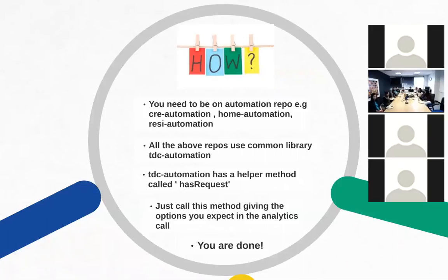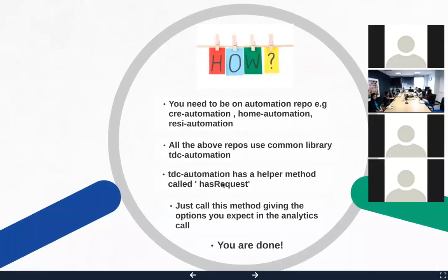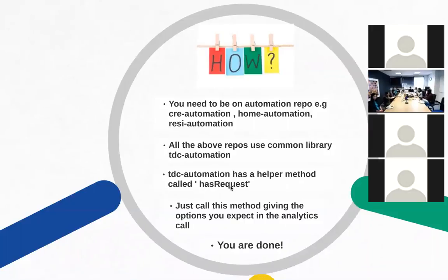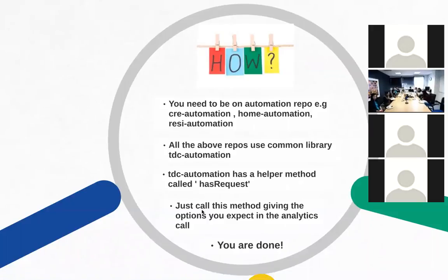So we have 3 repos currently. One is for residential, one is for commercial, and one is for homes. And TDC automation is a shared repo for all of these. So this is the API call which we have added in TDC automation, which can be shared across all these 3 repos. And you just need to call this custom command, which is hasRequest, and then pass the required parameters or arguments, and that's all. It will take care of the validation and all those things.